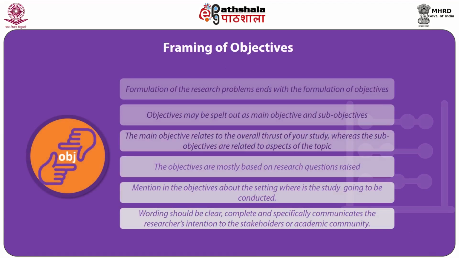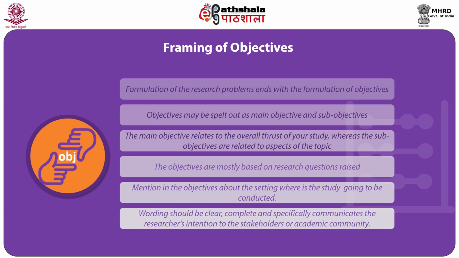The formulation of research problem ends with framing of objectives. Strictly speaking, the formulation of the research problem ends with the formulation of objectives, since it is closely related with the rephrasing of the problem. At this stage, objectives may be spelt out as main objective and sub objectives. The main objective relates to the overall thrust of your study, whereas the sub objectives are related to specific aspects of the topic, that is the research problem, that the researcher wants to investigate.